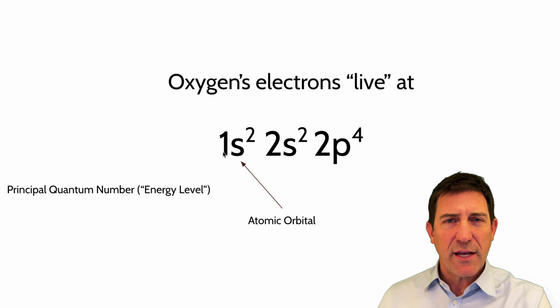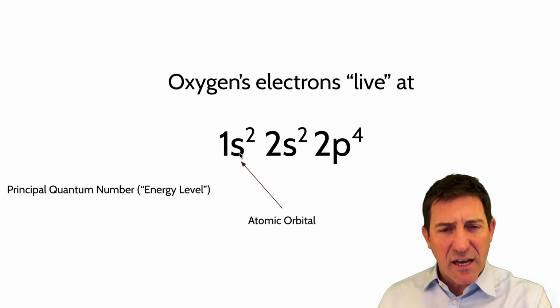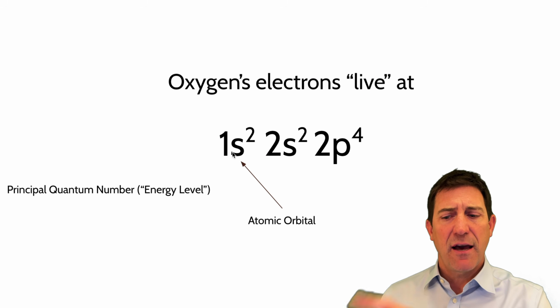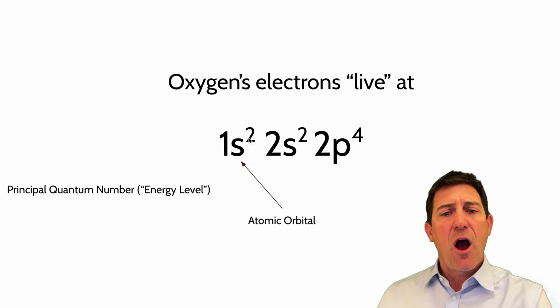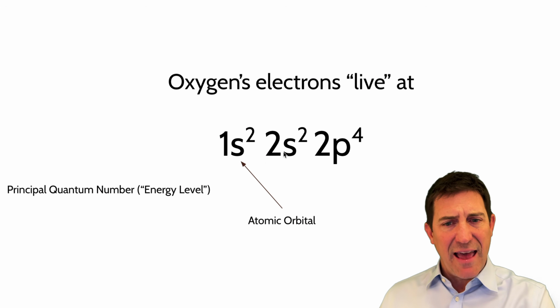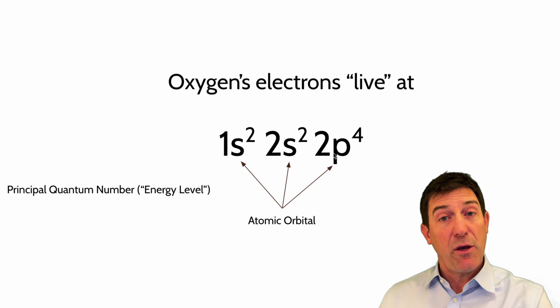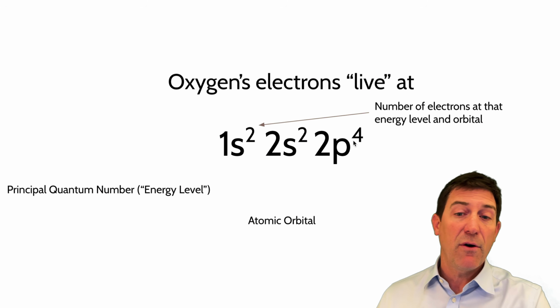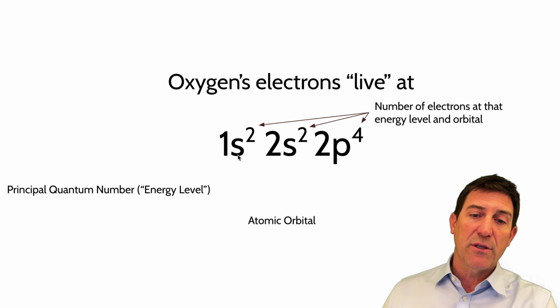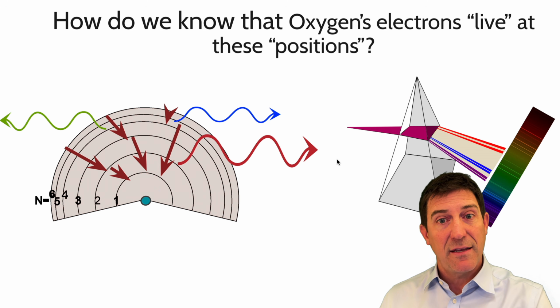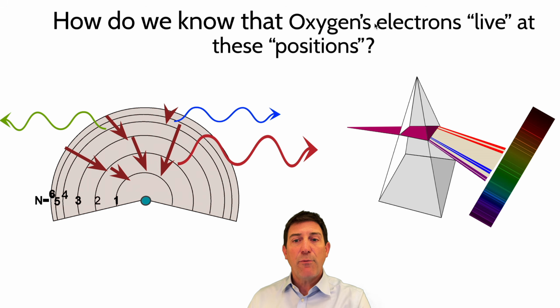So here's the thing. In the first energy level, in the atomic orbital called s, we haven't learned that yet, it's coming up, there are 2 electrons living there. On the second energy level, in the s orbital, there are 2 electrons living there. In the second energy level, in the p orbital, there are 4 electrons living there. Now, we need to get to the point where we understand what the s and the p mean, because this doesn't yet make sense. So how do we know where oxygen's electrons live?